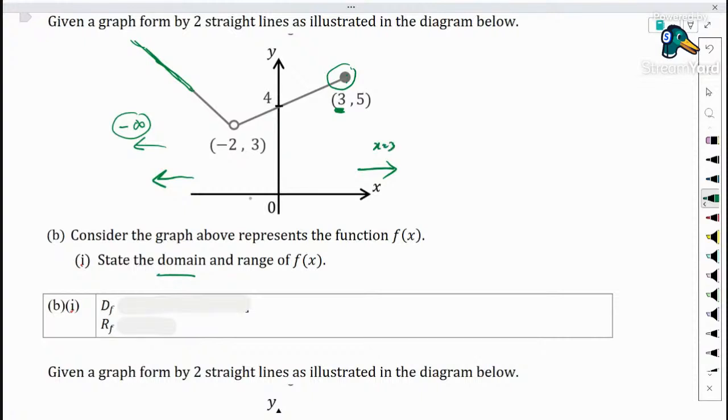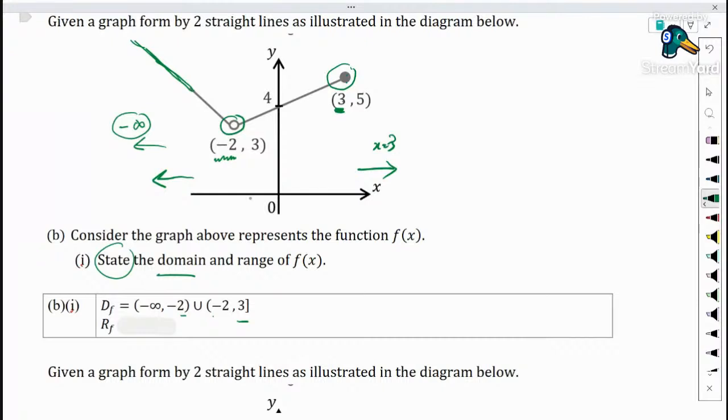And then in between these two ends, do I have any undefined value of x? I find out yes, there's a hole here. So I need to exclude the x value for this hole. As a result, the domain I will have will be negative infinity until negative 2, union from negative 2 until 3. Include 3, closed bracket, because you see there's a dense circle. So there goes your answer. For "state", that means we can just give the right answer directly without any calculation.